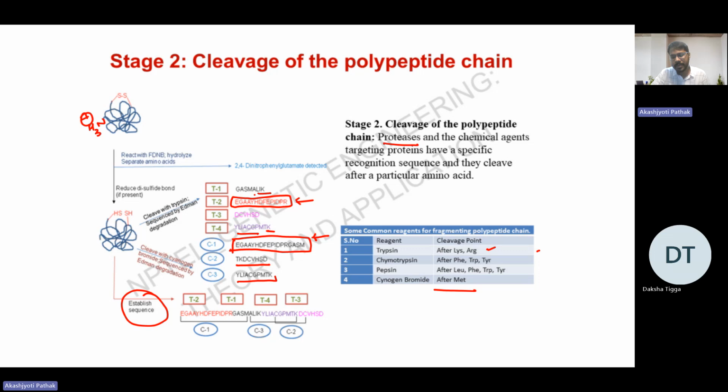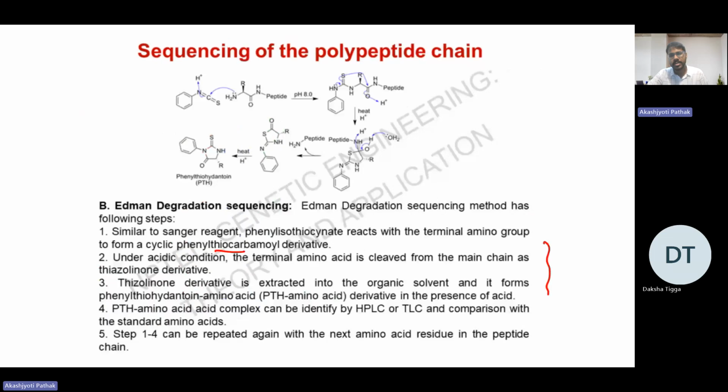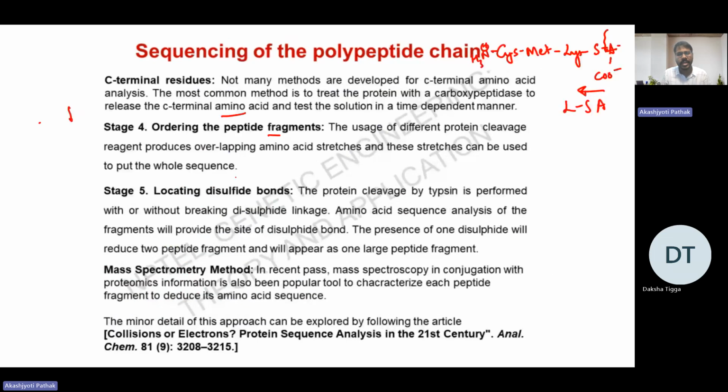Now you are getting different peptide fragments. You are sequencing each of these peptide fragments, and then you are aligning these peptide fragments to get the entire sequence of the protein. So that is the same thing that has been written here. You can treat your protein with different enzymes, sequence these peptide fragments, and then by aligning these peptide fragments, you will get the entire sequence of your protein.